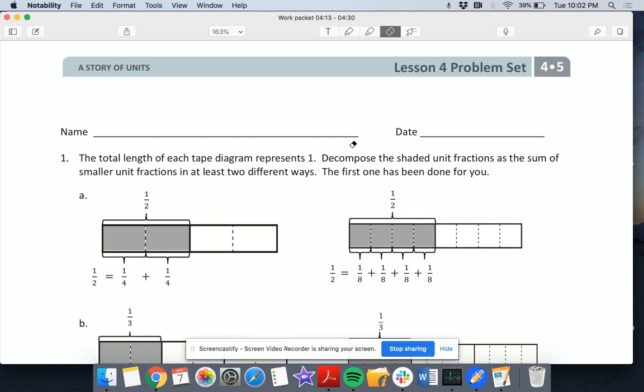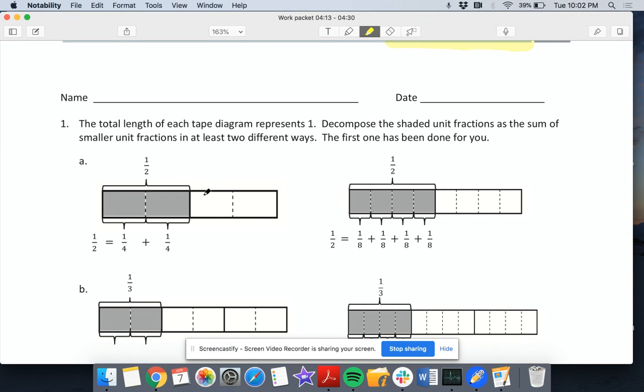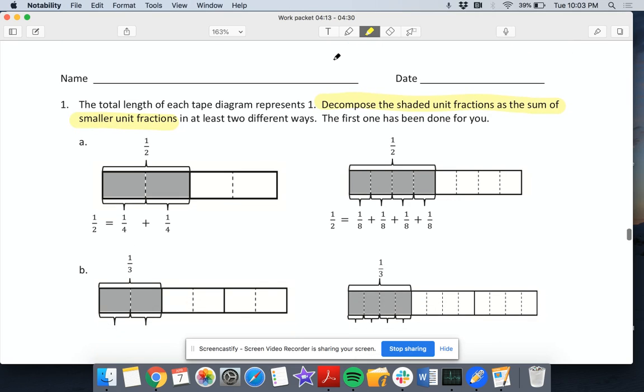Welcome to another day of fractions, and welcome to another day of getting smarter, getting better at these tough fraction problems. So as you can see, today we're doing this lesson 4 problem set. And it's going to teach us how to decompose our tape diagrams, decompose the shaded unit fractions into even smaller unit fractions. Okay, so let's try some sample problems and then you guys should be all good to go.